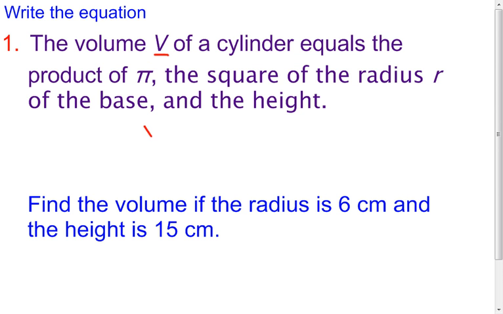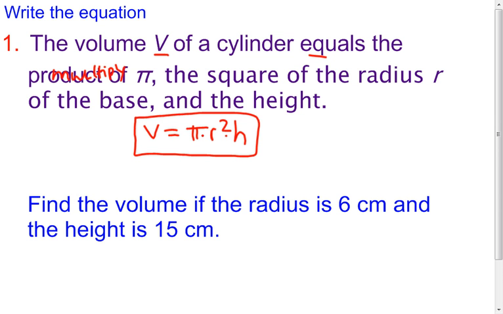The volume, which I will call V, equals the product. Product means to multiply. So the product, I'm going to multiply. That's what this means. I will multiply pi and the square of the radius. So the square of the radius, which you're going to call r, would be r squared, and the square of the radius of the base and the height. So I'm going to multiply pi times r squared times the height. Okay, so there's your equation. That equation should look familiar to you. You just don't usually typically see it written in sentence form.